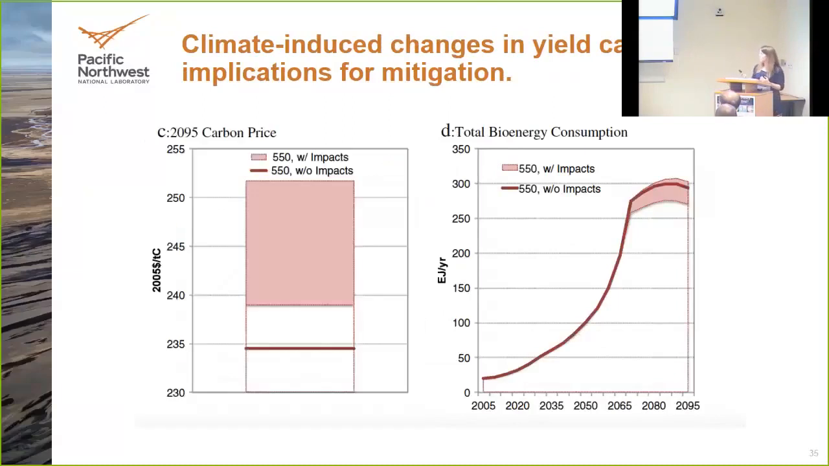And this actually affected your carbon prices. Again, it's not a huge effect, but it's not nothing. And so we ended up with different, higher carbon prices in our low yield scenarios. We didn't see as much difference in the high yield scenario. But you get differences in cost of mitigation when you factor in crop yields. And so this does play out into the system.